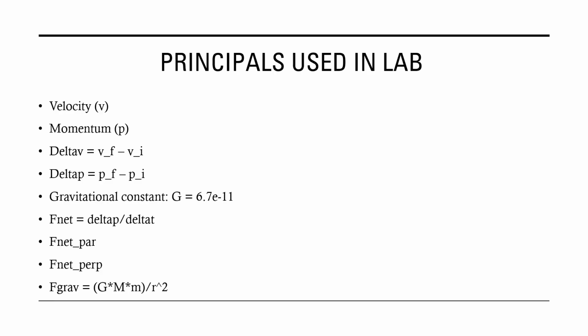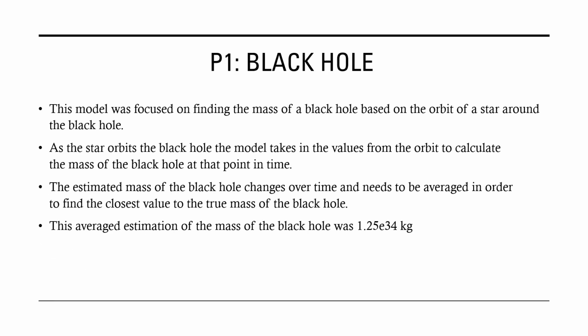Principles used in this lab are velocity, momentum, change of velocity, change of momentum, the gravitational constant, F net, which is equal to change in momentum over change in time, F net parallel, F net perpendicular, and F grav equals G times M over R squared.